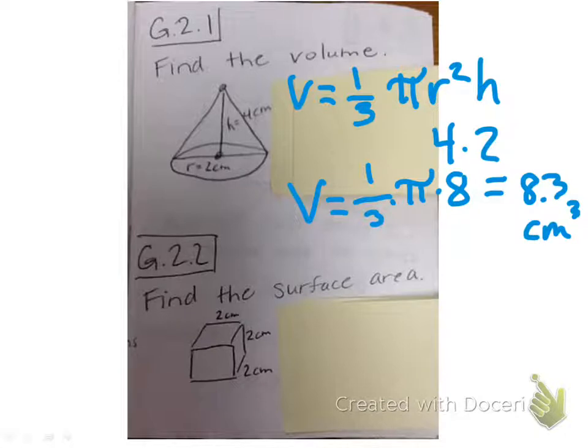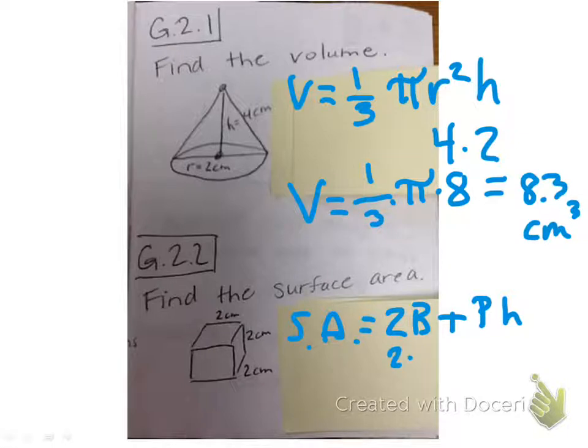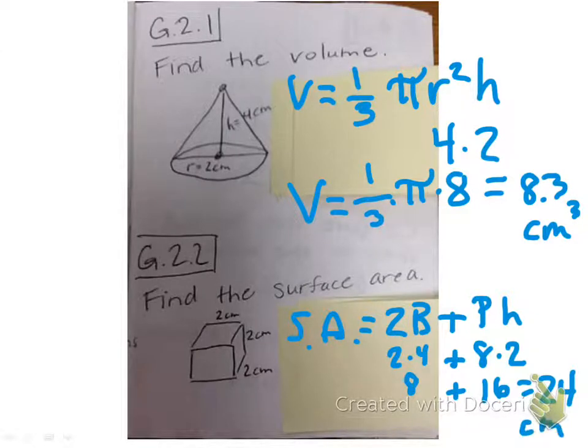To find the surface area, we have to do 2 base plus perimeter times height. So the base is 2 times 2, which is 4. So 2 times 4 is 8. The perimeter is 2 plus 2 plus 2 plus 2, which is 8. The height is 2. So 8 times 2 is 16. So we know that the surface area is 24 centimeters squared. And it's squared because it's area.